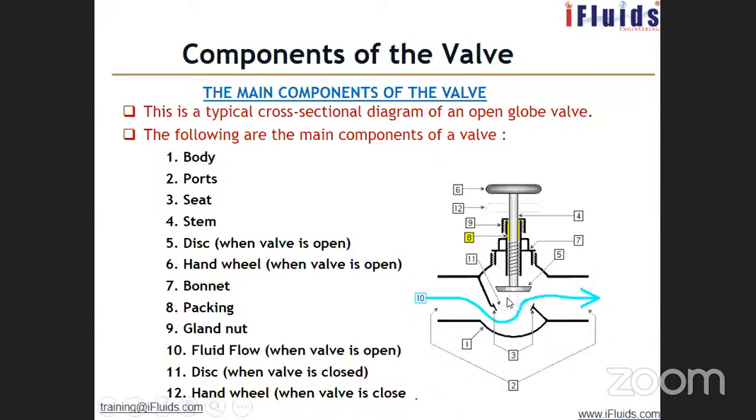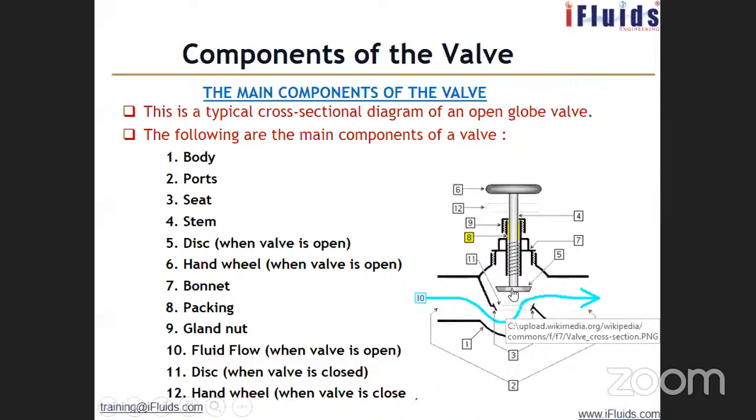So the port is called this one. These are called the ports. Seat is the place where the valve trim goes and sits. This is the valve seat. Stem is the rod which allows the movement of the valve disc through the valve body. Disc, or the valve trim, is doing the action of opening and closing. This is called the valve disc.